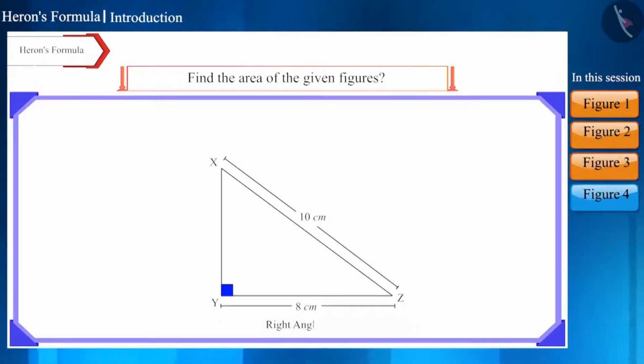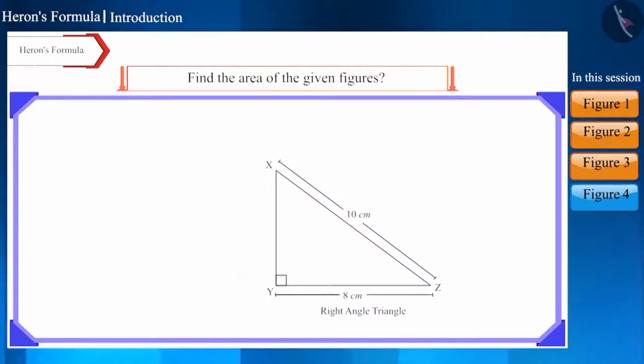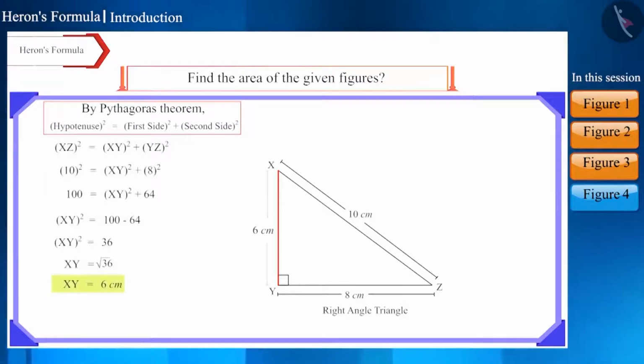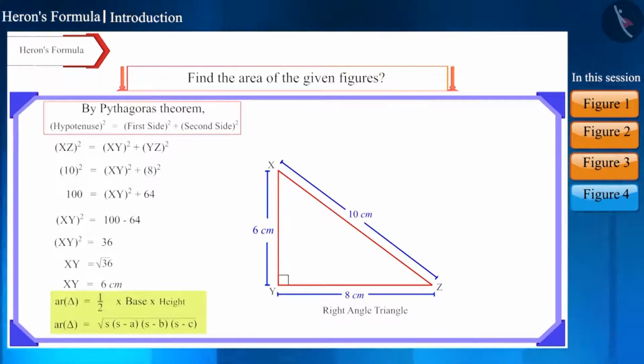This is a right angle triangle whose hypotenuse is 10 centimeters and one side is 8 centimeters. You can find the length of the third side using the Pythagoras theorem. We will get XY equal to 6 centimeters. Now we know the length of all the three sides of the triangle. To find the area, we can use any of the two formulas given here.